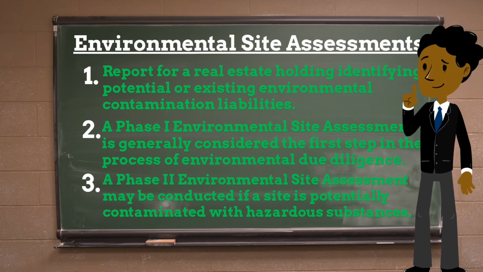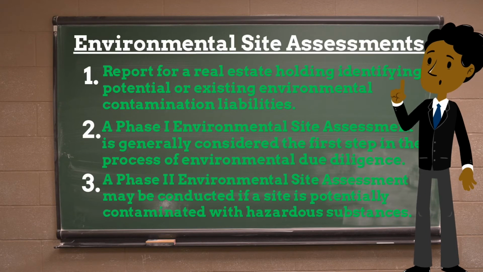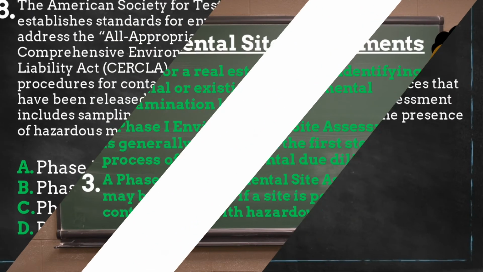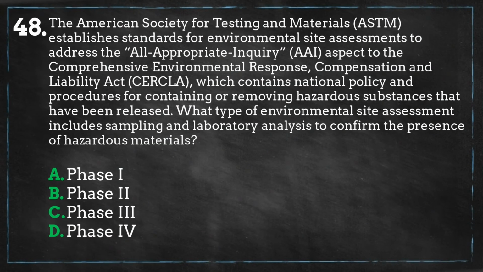If a site is considered contaminated, a Phase 2 ESA may be conducted, which consists of more detailed investigating involving chemical analysis for hazardous substances and/or petroleum hydrocarbons. This means that our answer is B.